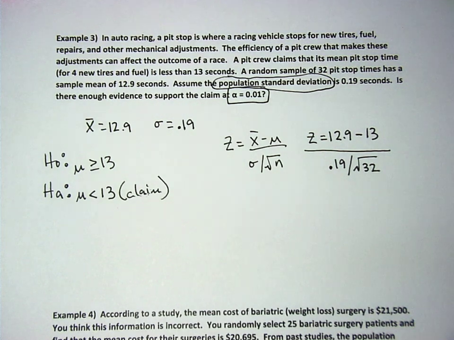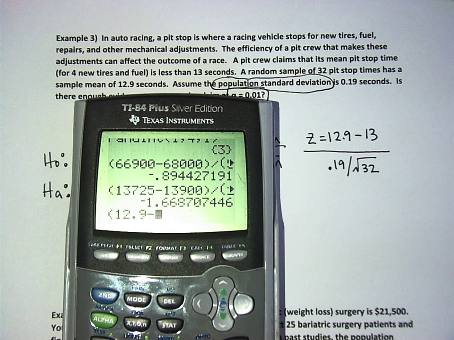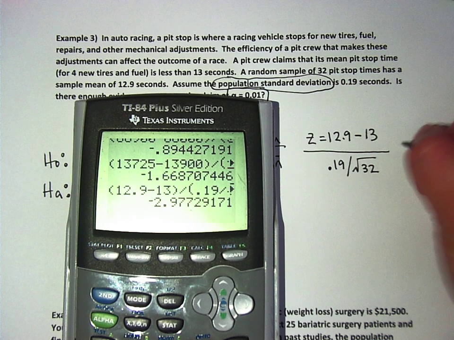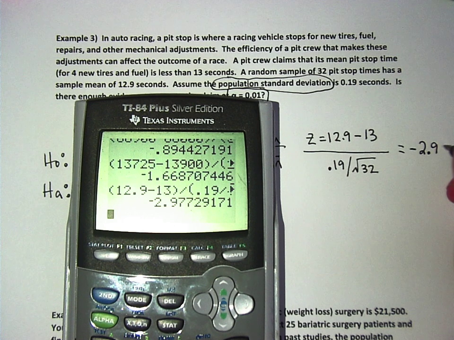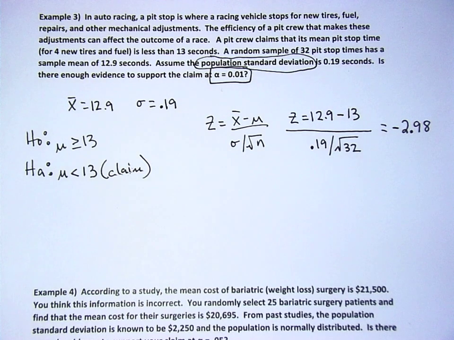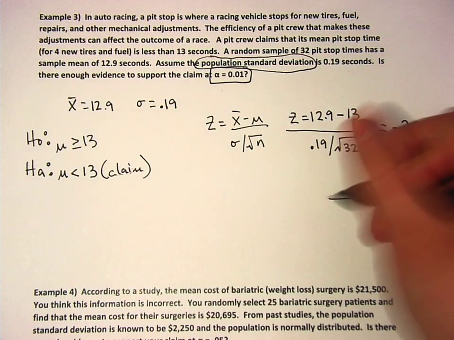Okay, in my calculator, 12.9 minus 13 in parentheses divided by parentheses 0.19 divided by the square root of 32. I got negative 2.98. That's my z-score. Okay, I'm going to draw a quick picture to remind myself what kind of test this is.